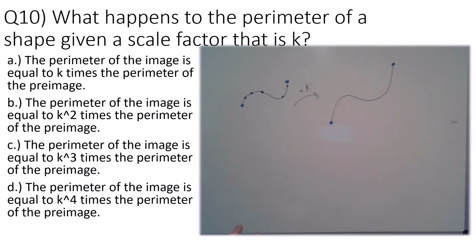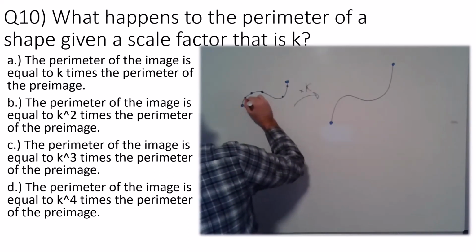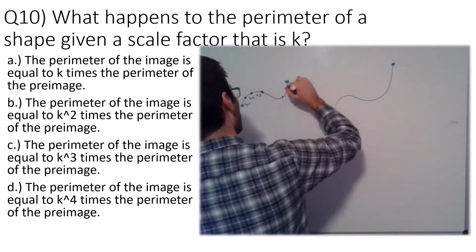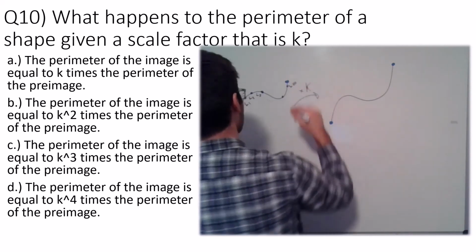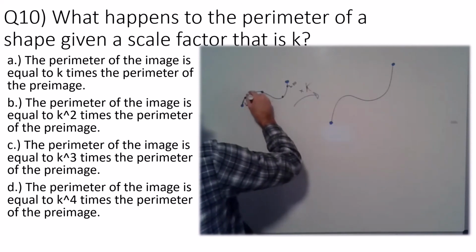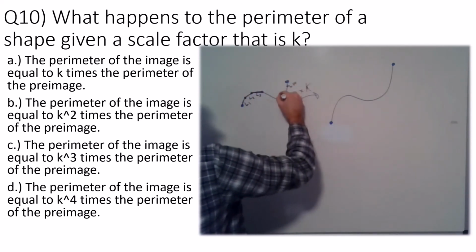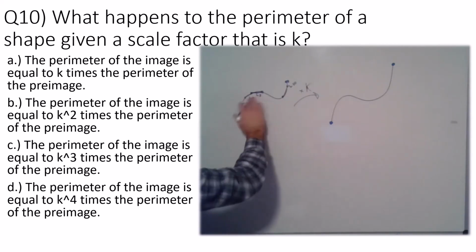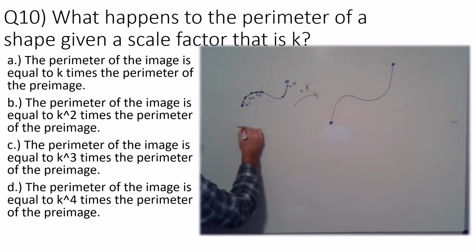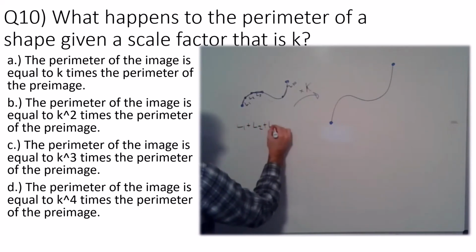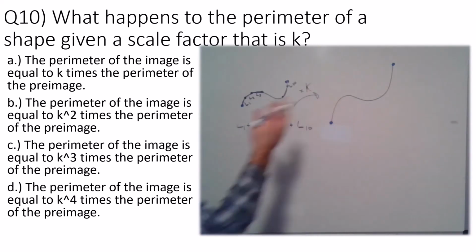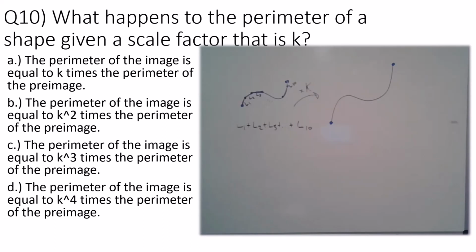If I take all my lengths here, length 1, length 2, length 3, and so on, up to length 10, whatever, I take all these straight lines, and you see this approximation of this curve. So you know that the perimeter of this shape would be L1 plus L2 plus L3 plus dot dot dot plus L10. It's approximately that, the perimeter.